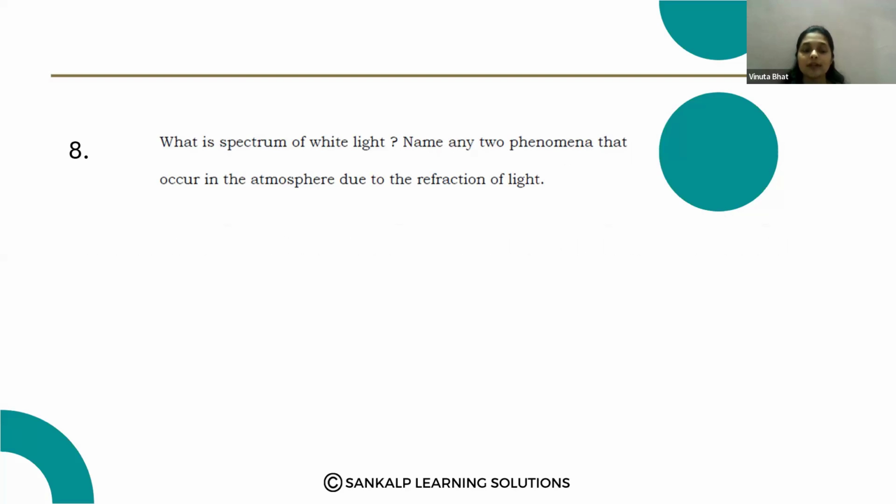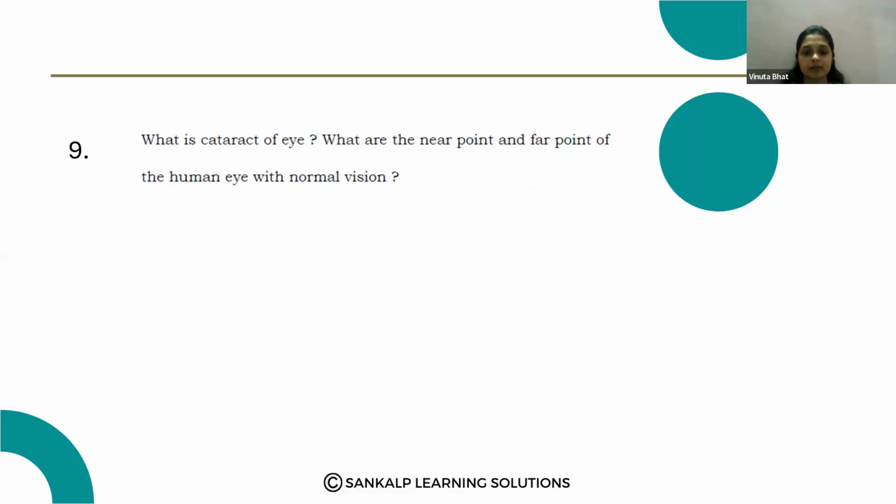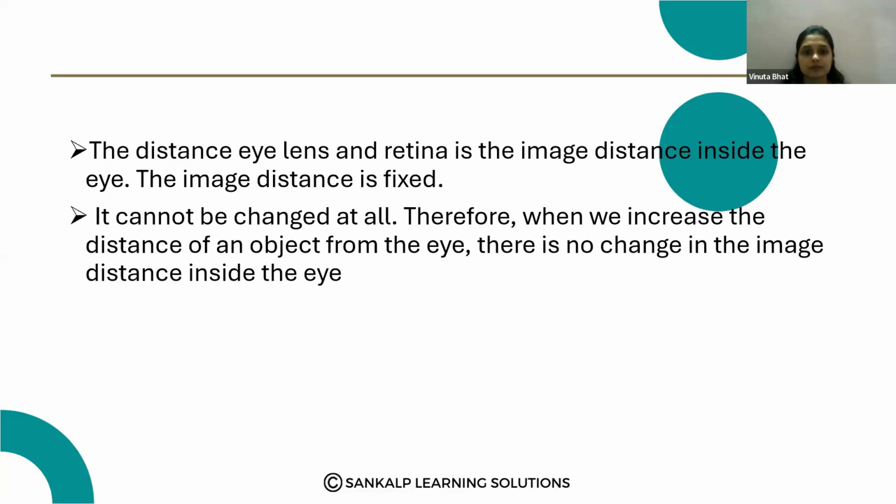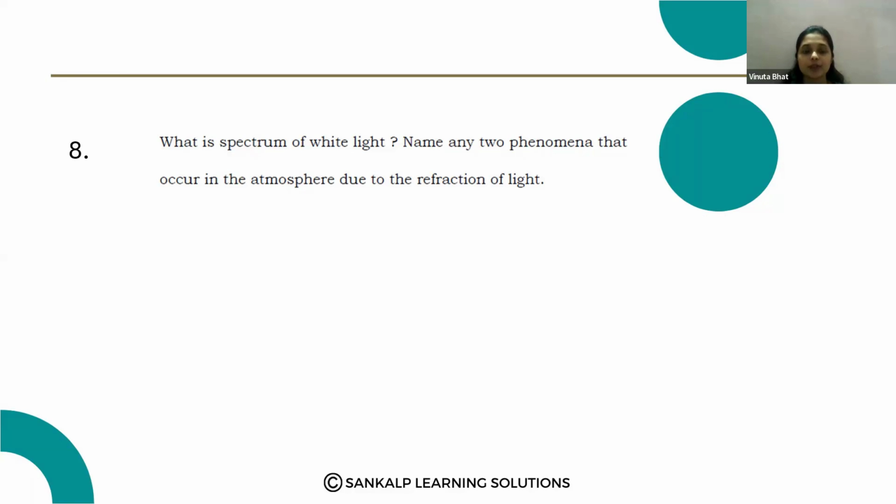Next question. What is spectrum of white light? Name any two phenomena that occur in the atmosphere due to the refraction of light. Here, what is spectrum of white light? So you have to write the definition of spectrum of white light.